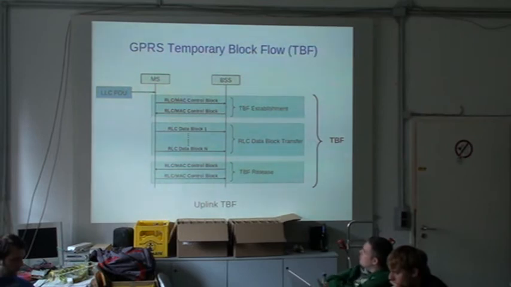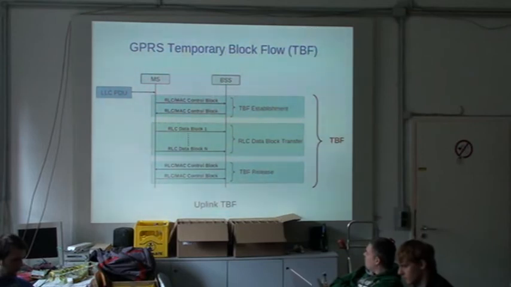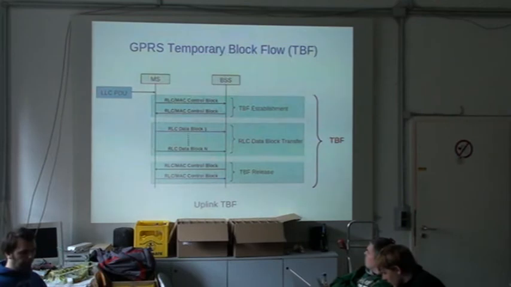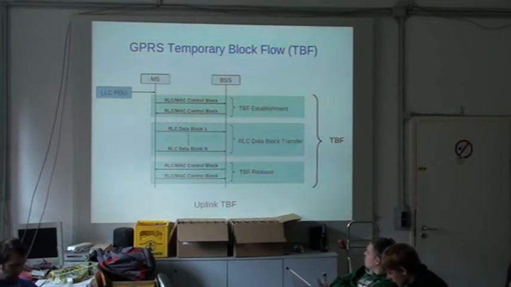You can see a scheme of uplink TBF. When the mobile station receives an LLC PDU from the upper layer, it initiates TBF establishment, just sends to the BSS a control block, the necessary control message, and after that the BSS sends an answer. This is the first step of TBF. It's TBF establishment. In real life, there are different types of TBF establishment for uplink, downlink, and different implementations.